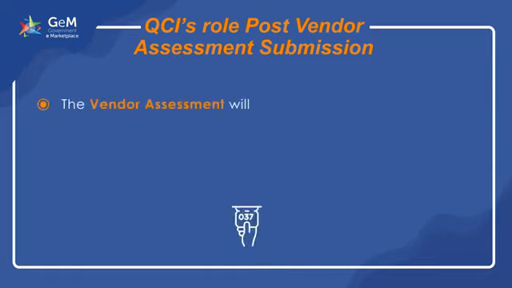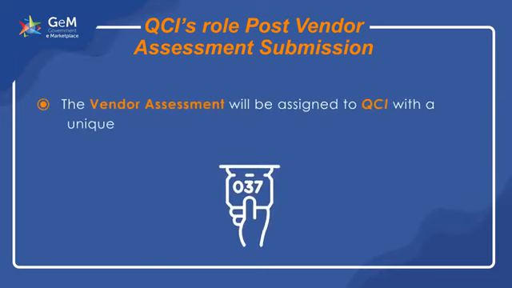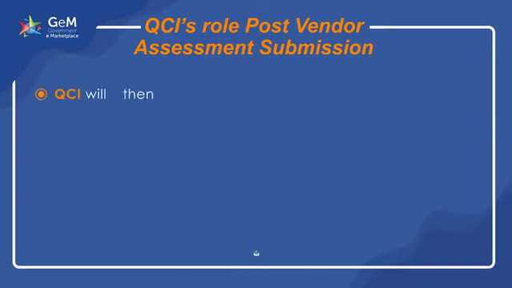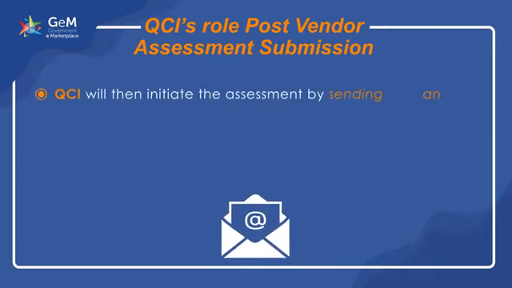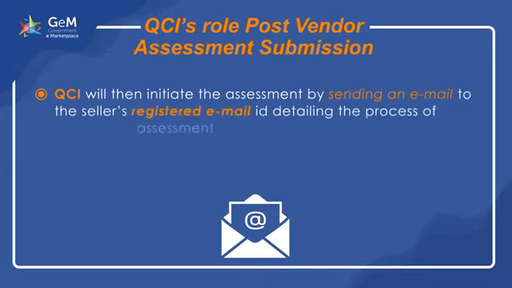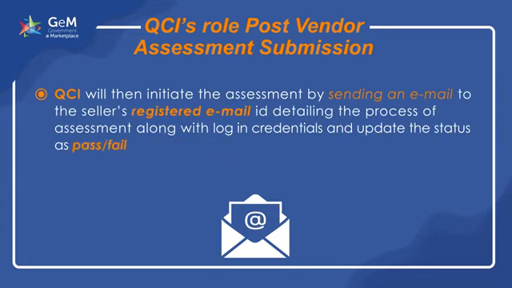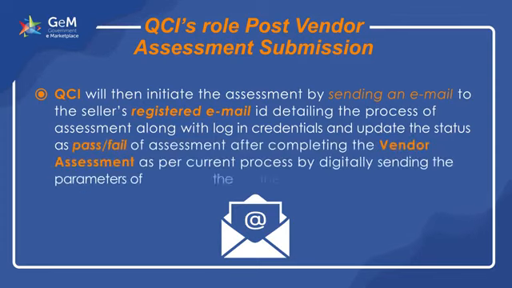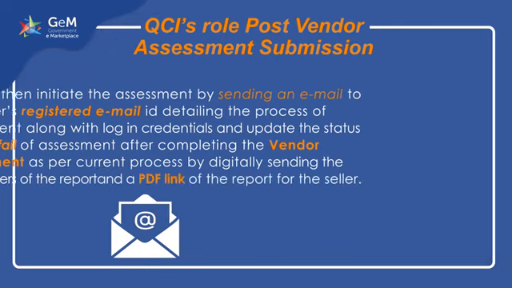The vendor assessment will be assigned to QCI with a unique assessment number and will be visible in their vendor assessment panel on GeM. QCI will then initiate the assessment by sending an email to the seller's registered email ID detailing the process of assessment along with login credentials, and update the status as pass or fail of assessment after completing the vendor assessment as per current process, by digitally sending the parameters of the report and the PDF link of the report for the seller.